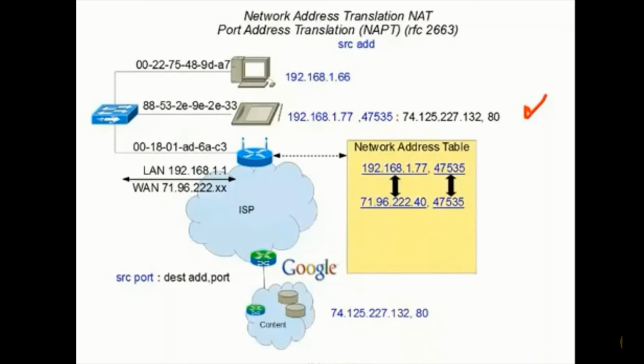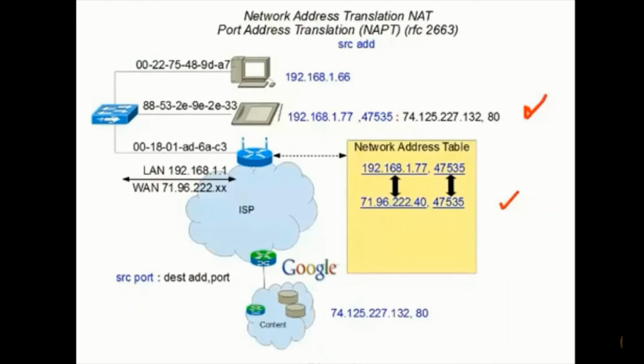One mechanism that allows this is called network address translation. In the router, there will be a pool of public IP addresses. When my host makes a request to Google, the router will be the default gateway. It'll see my request, and it will bind a public address, in this case 71.96.222.40, to my private address, and it will send a query to Google with that public address.